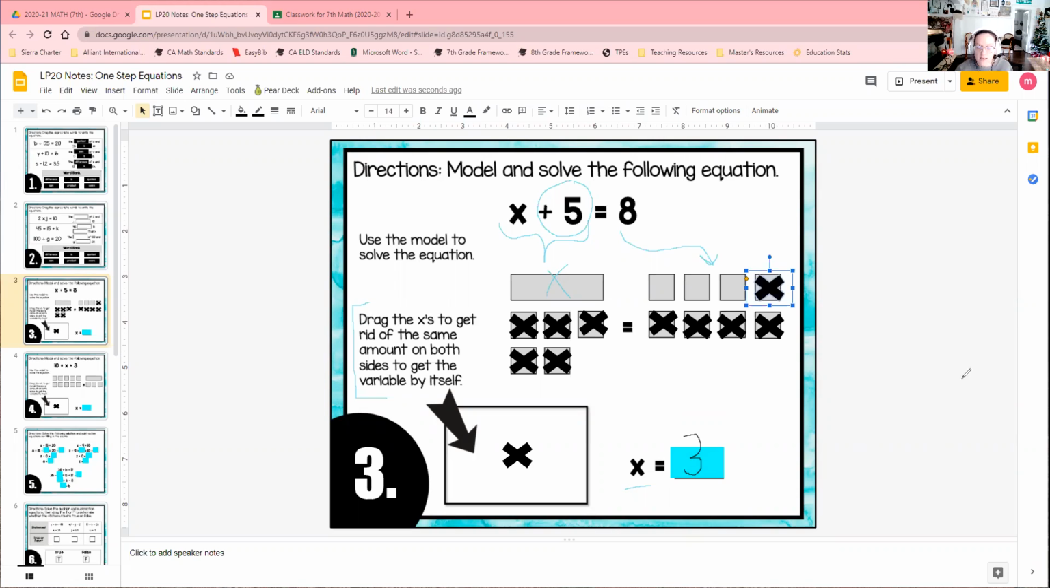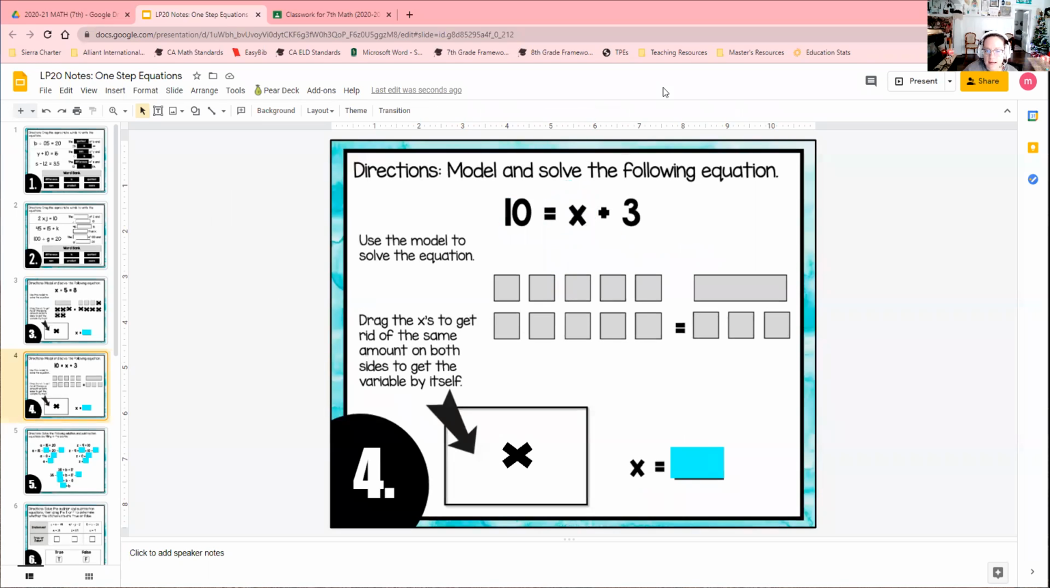It's very easy to check to see if you got the right answer. You're going to plug that back into the problem. So 3 plus 5 equals, and if we add those all up, 3 plus 5 gives us 8. Excellent. That means we got the correct answer here. Okay, there is one more problem for you to do just like this. 10 equals x plus 3. So they flipped it on you, but your job is still the same. You want to get the x by itself by removing the same amount of pieces on both sides.